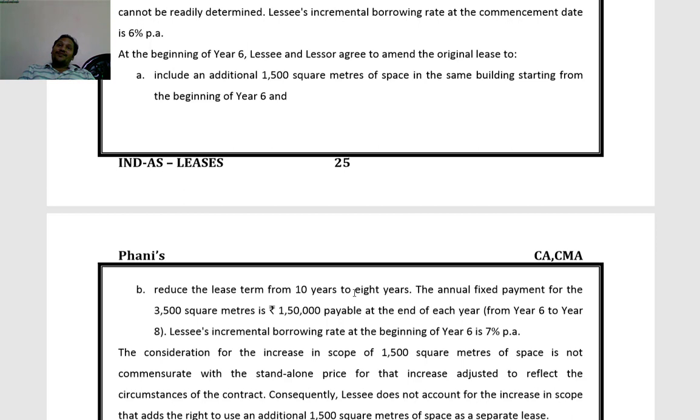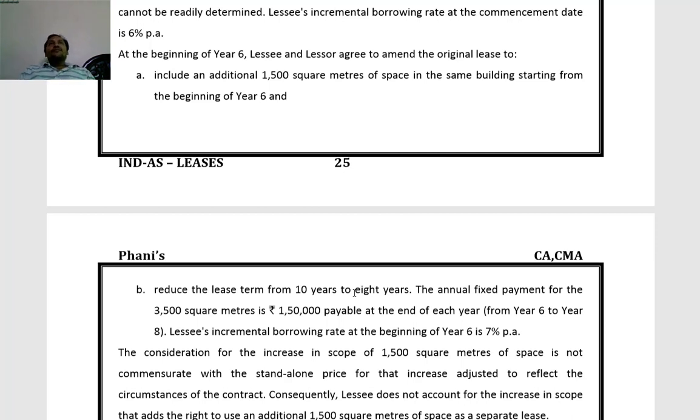Then, for the other modification, we have to remeasure the lease liability, considering the revised lease rent of 1,50,000 and the revised discounting rate. We have to calculate the remeasured lease liability. Then we have to compare once again the liability. The change in liability, whatever it is, that we have to account for. So two types of modifications are there.